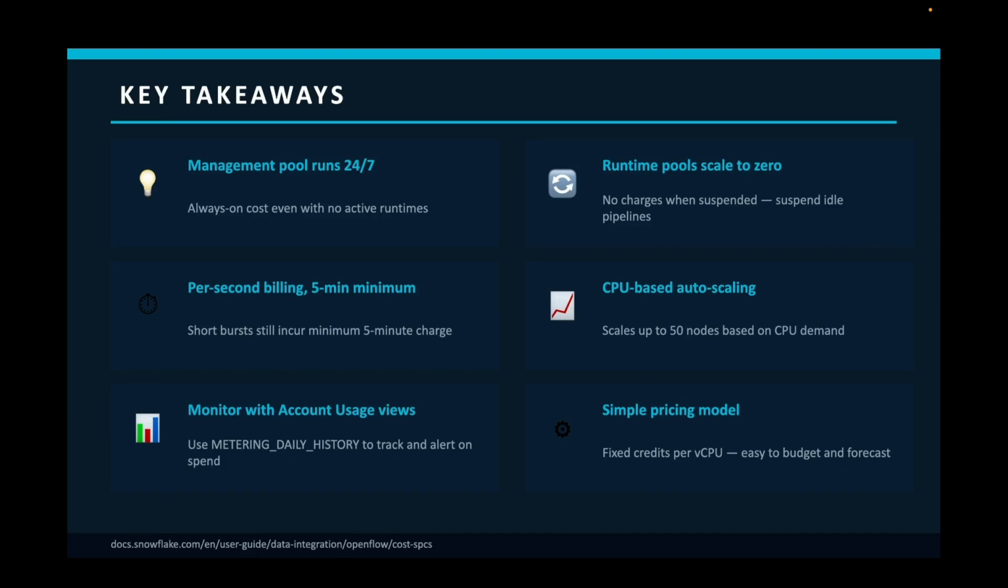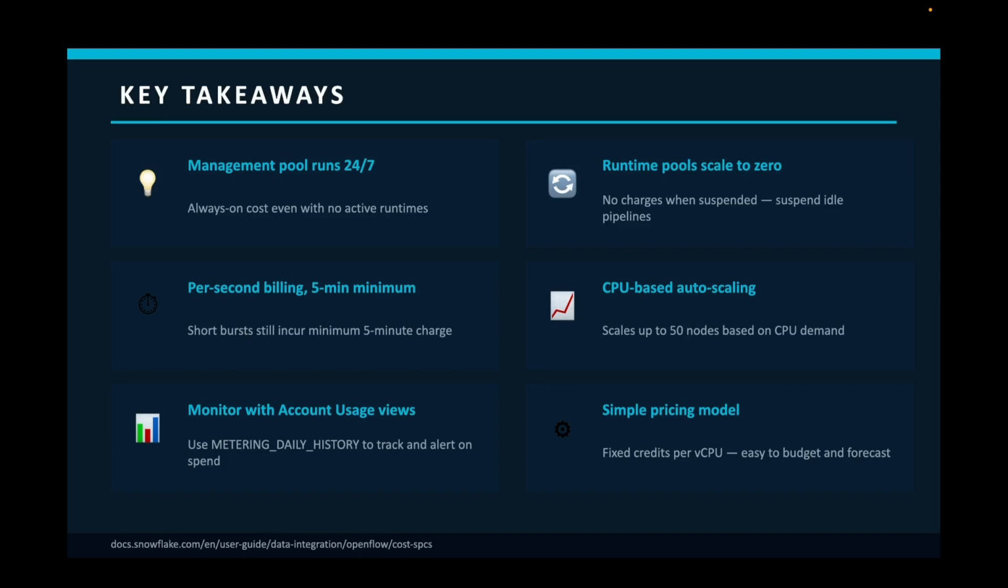Monitor the usage using metering daily history to track and alert on spend. You want to see if it is crossing beyond your budget in a day, in a week, or in a month, so you need to have those alerts. It is important to set some alerts using the metering daily history account usage view.